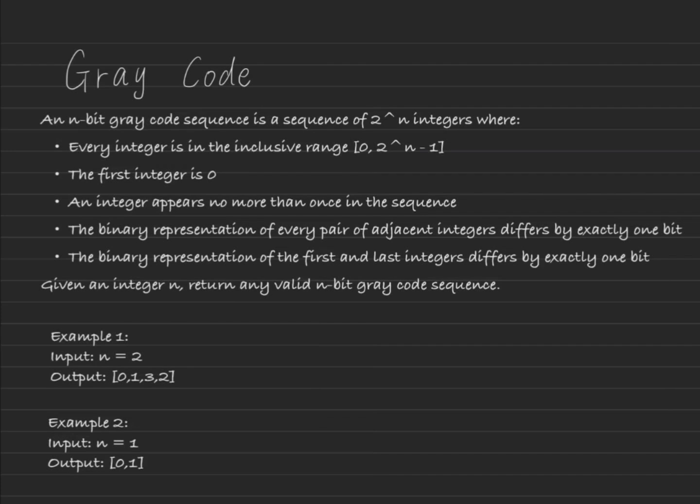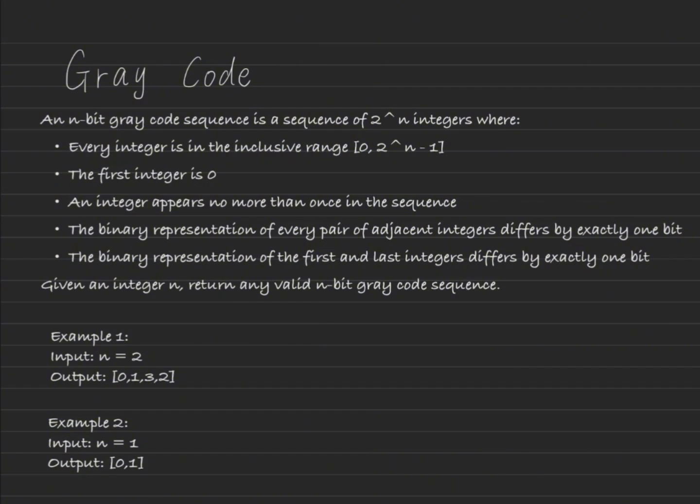An n-bit gray code sequence is a sequence of 2 to the power of n integers, where every integer is in the inclusive range from 0 to 2 to the power of n minus 1. The first integer is 0. An integer appears no more than once in the sequence, and in addition, the binary representation of every pair of adjacent integers differs by exactly 1 bit, and the binary representation of the first and last integers differs by exactly 1 bit as well. The question is, given an integer n, return any valid n-bit gray code sequence.